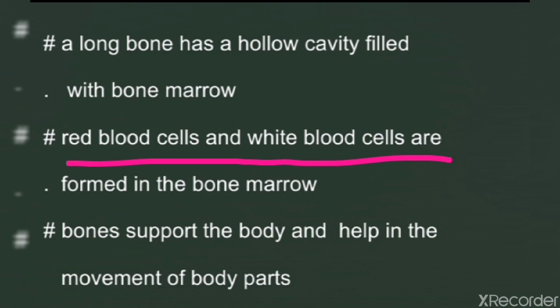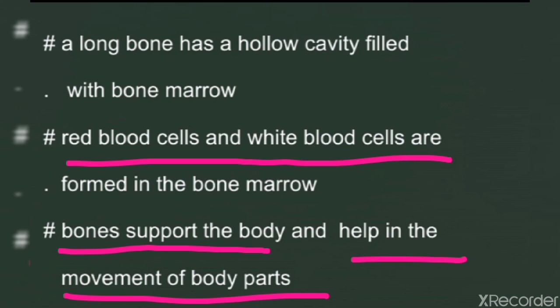Bones support the body and help in the movement of the body parts. You already know that with the help of bones only we can move our body parts.